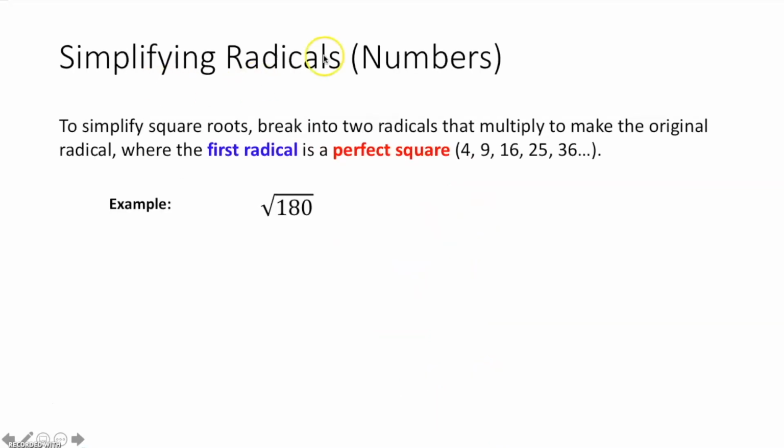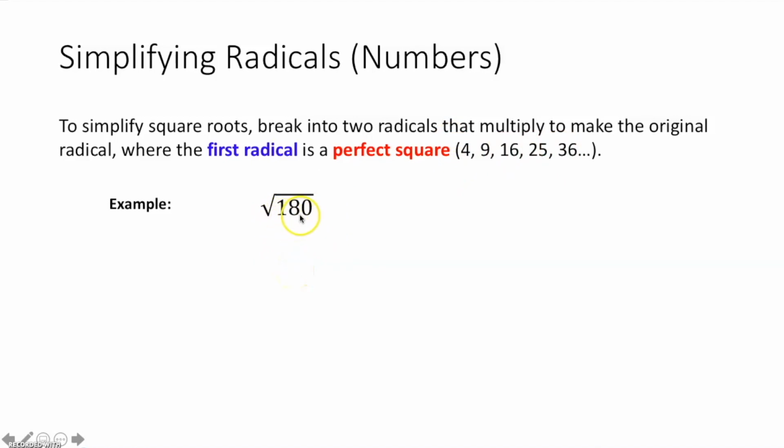Now let's talk about simplifying radicals with numbers. Today we're just going to be dealing with square roots. So to simplify square roots, break into 2 radicals that multiply together to make the original radical, where the first radical is a perfect square. 4, 9, 16, 25, 36. Okay, notice how I left off 1 because 1 is going to go into anything, but that doesn't help you break it down any further.